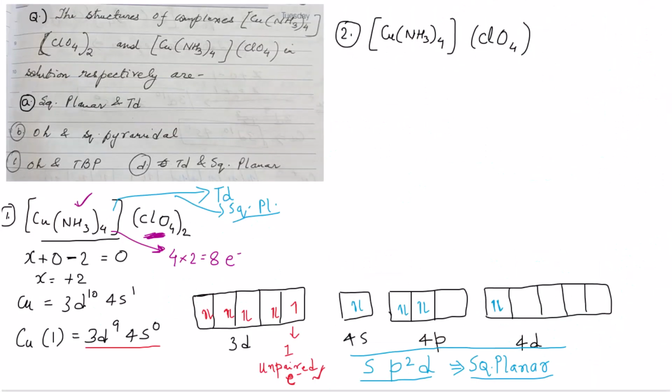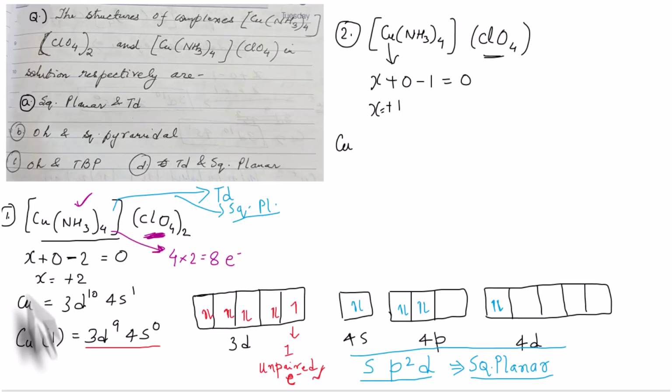Now let us see what happens to the second complex. x plus 0 minus 1 is equal to 0, minus 1 for the ClO4 ion. So x becomes plus 1. So the oxidation state of copper in this second complex is plus 1. So what should be the valence electronic configuration?